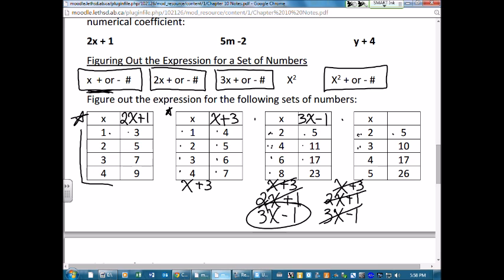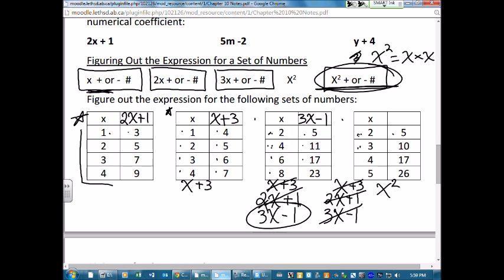Now at this point, if you haven't tried it already, you're going to try this one right here, the one with the exponent. Okay, so we're going to go x squared. And hopefully you remember what x squared means. X squared is the same as x times x. It's not x times 2, it's x times itself.